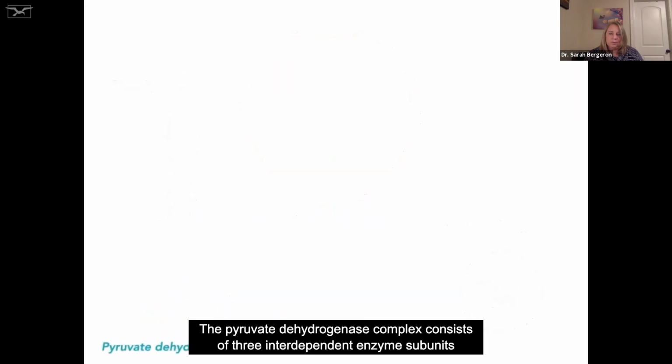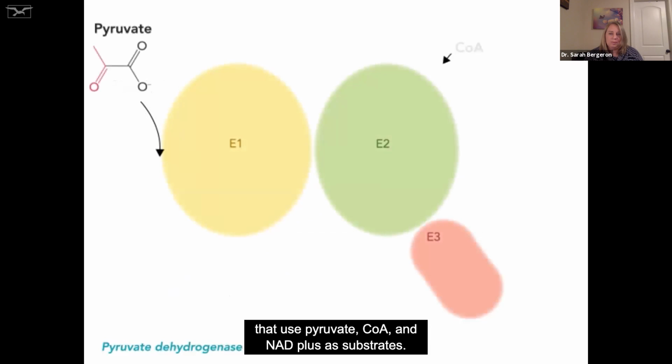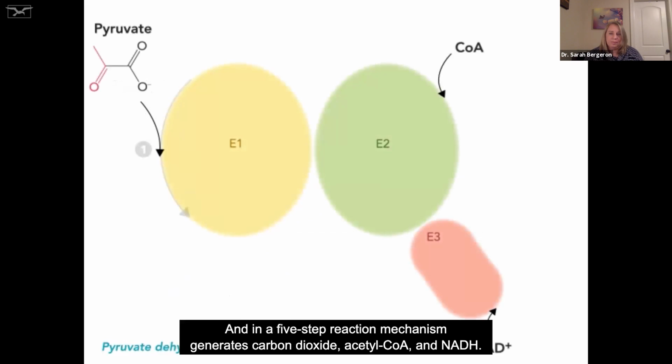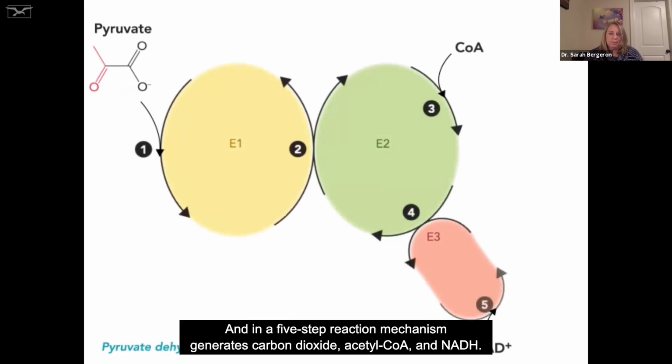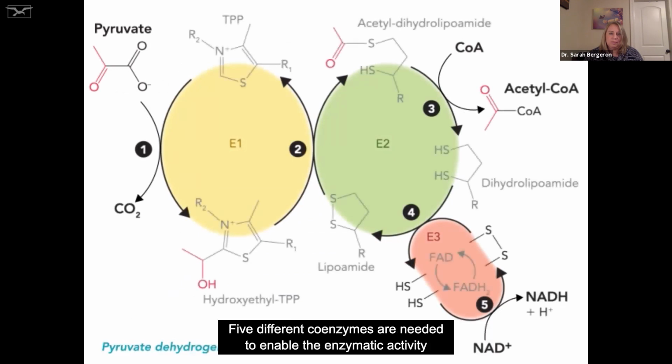The pyruvate dehydrogenase complex consists of 3 interdependent enzyme subunits that use pyruvate, CoA, and NAD+ as substrates, and in a 5-step reaction mechanism, generates carbon dioxide, acetyl-CoA, and NADH. 5 different coenzymes are needed to enable the enzymatic activity of the pyruvate dehydrogenase complex.